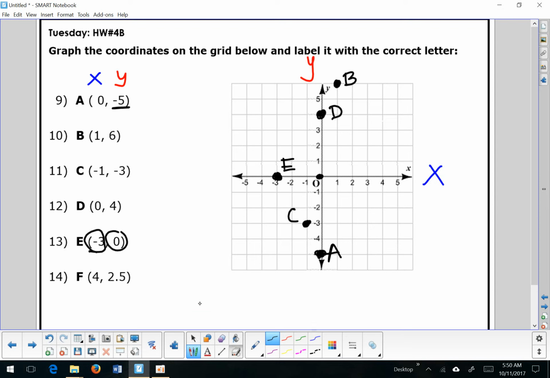Last question. Letter F, 4 units for my x-coordinate, 4 units from the origin, so 4 along my x-axis, and then up 2.5, up 1, up 2, and halfway. So I'm going to put my coordinate right there in between the grid marks. Label my letter F. And that's how you graph coordinates on the coordinate graph.